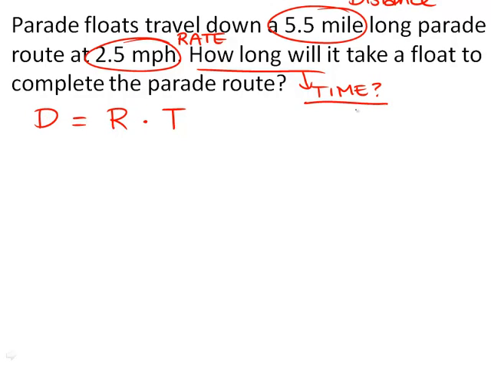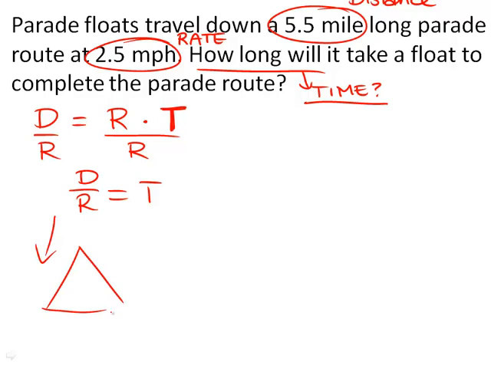So now since we want time, let's get time by itself. Let's solve this formula for t. To get rid of the multiplying by r, we can divide by r, giving us time is equal to distance divided by rate. Side note here, here's a cool little triangle you can use to remember this. You've got distance equals rate times time, and time is equal to distance over rate, and rate is equal to distance over time.